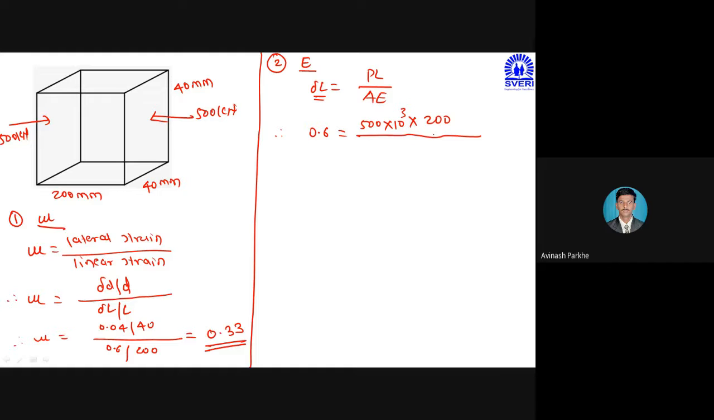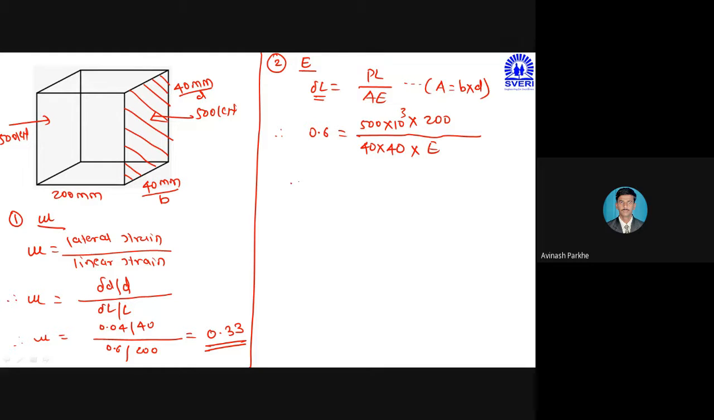Which cross-sectional area do I have to consider? L into B, or B into D, or L into D? B into D. B into D means here I will do the hatching. Force is applied in the horizontal axis. Therefore, this 40 is your B distance and this 40 is your D distance, so B into D, that is 40 into 40, multiplied by Young's modulus. Here A is equal to B into D.